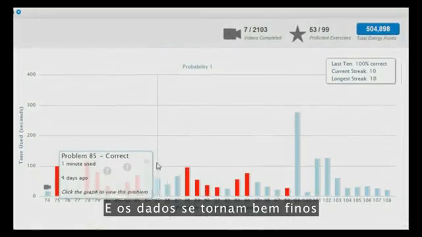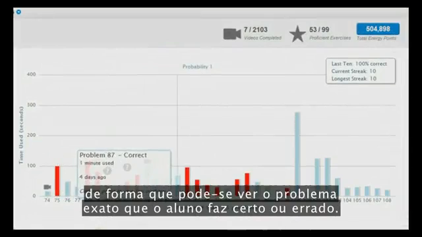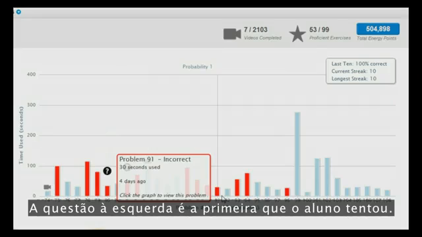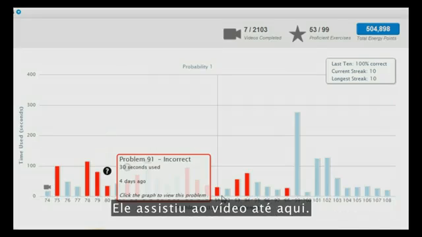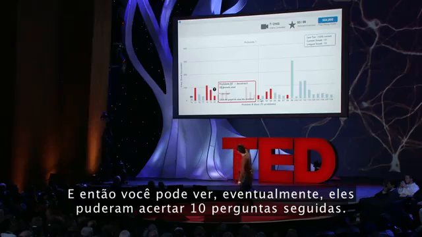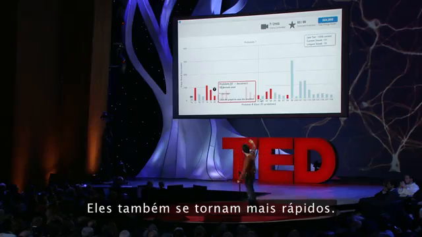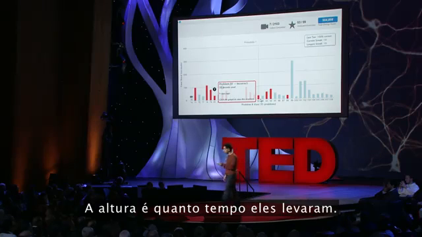And the data gets pretty granular, so you can actually see the exact problems that the student got right or wrong. Red is wrong, blue is right. The leftmost question is the first question that the student attempted. They watched the video right over there. And then you could see eventually they were able to get 10 in a row. It's almost like you can almost see them learning over those last 10 problems. They also got faster. The height is how long it took them.